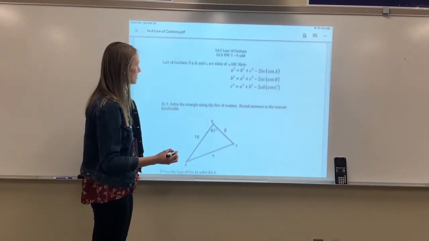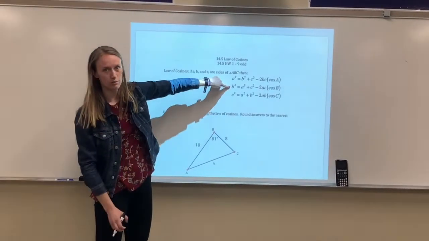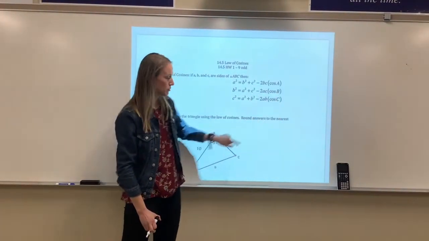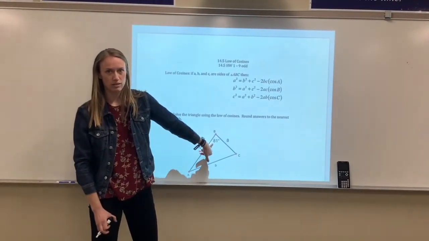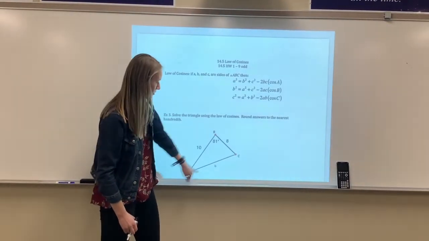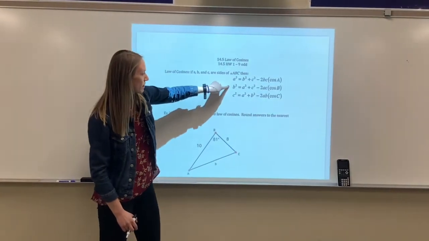So what we're going to do is start with our law of cosines, and I'm going to choose our middle one with b squared and cosine of angle B, because we're given angle B. If we are given angle A, we can use the first one. If we are given angle C, we can use the third one. But I'm going to use this middle one.